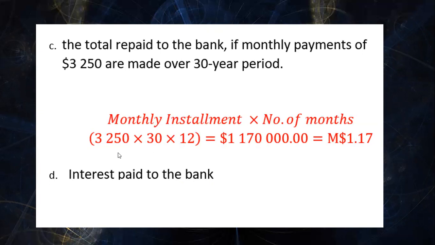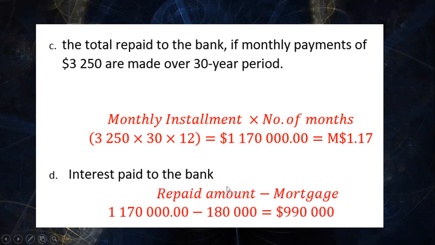Yeah, it's great. And let's go on to part D, the interest paid to the bank. The interest paid to the bank is going to be the repaid amount, take away the mortgage. So there's going to be the excess money that you paid in excess of the mortgage. So that interest is going to be 990,000, which is maybe a little bit steep, but the principle is we need to get to know the equations and how to operate them. So the interest is going to be 990,000, and that's the answer for part D.